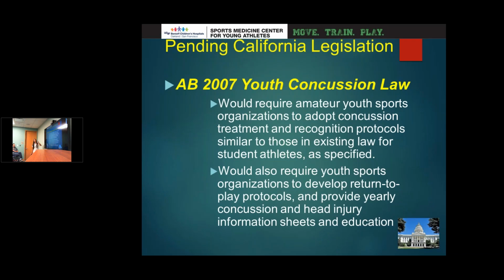Now, what's happening now? I want to throw these out to you. AB 2007, Youth Concussion Law. Working with the California Athletic Trainers Association and some other groups, it will require amateur youth sports organizations, yours, because I'm assuming you're not in high school yet, right? Okay. To adopt the same concussion laws that we talked about. Education, coaching education, return to play, sitting out if you suspect concussion. That's what's being passed through right now, all right? I don't think it's reached Jerry's desk yet.